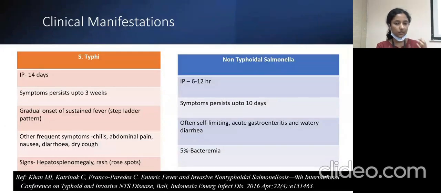Now the differences between the clinical manifestations. In Salmonella typhi, the incubation period is about 14 days and symptoms can persist up to 3 weeks. It shows a characteristic stepladder pattern, and other frequent symptoms can include chills, abdominal pain, nausea, diarrhea, and dry cough. Signs can include rose spots on the abdomen and trunk, along with hepatosplenomegaly.